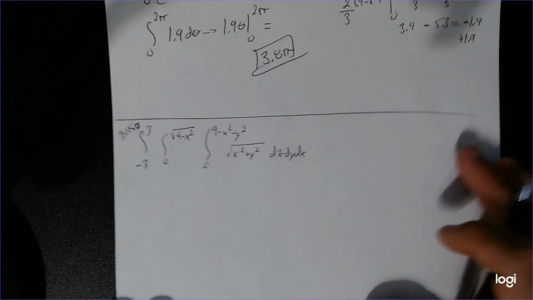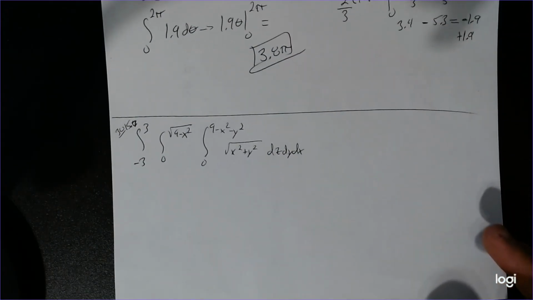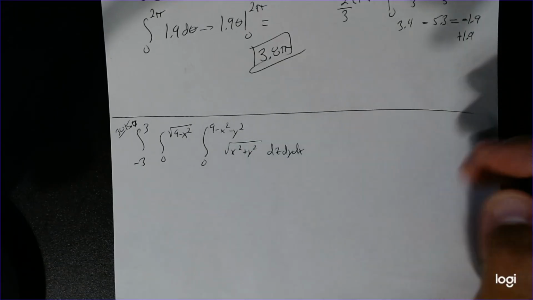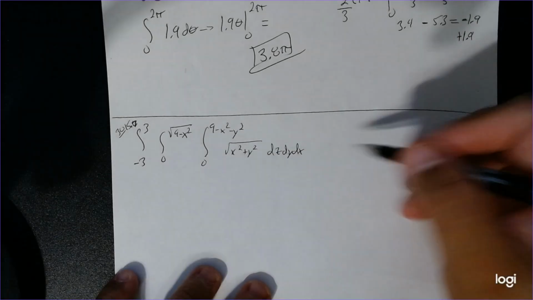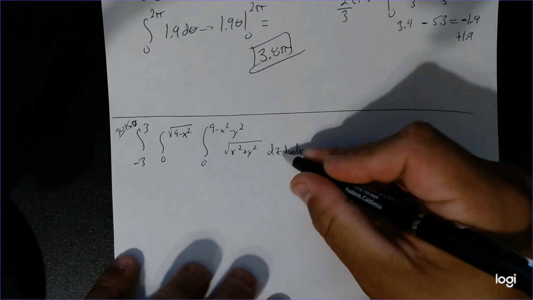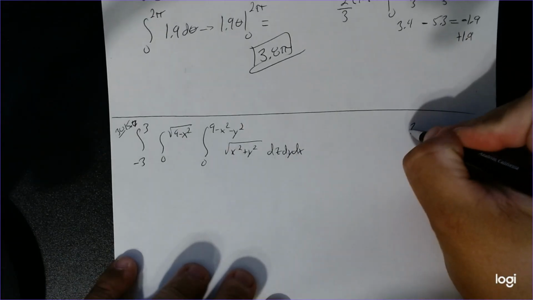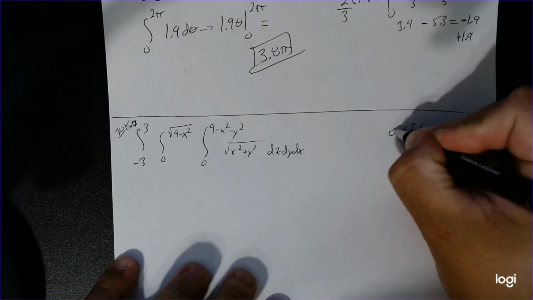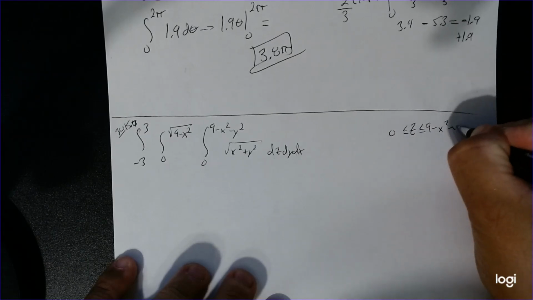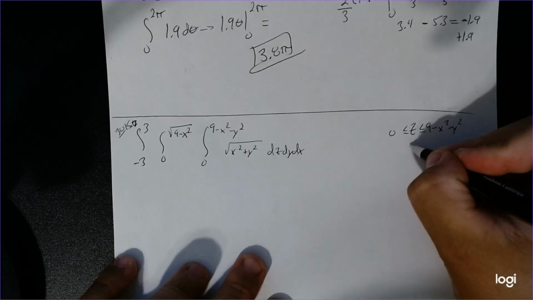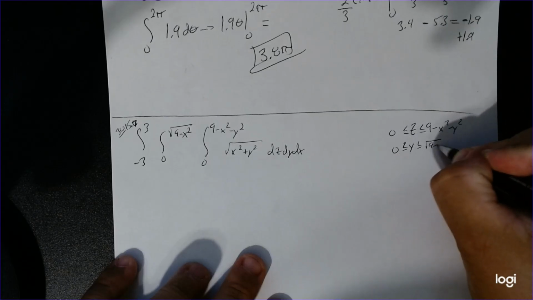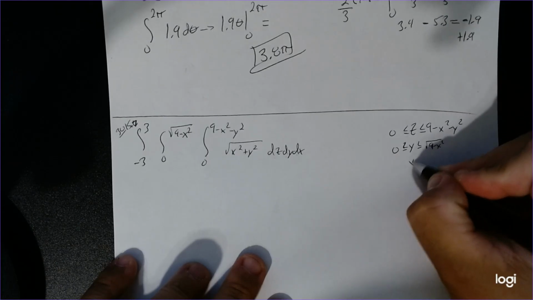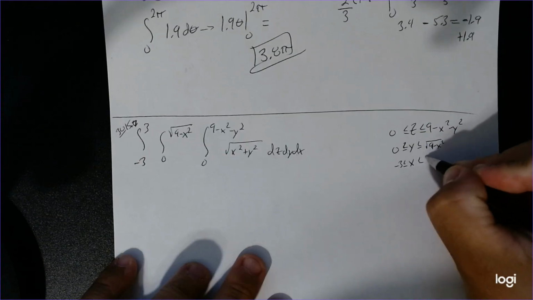So here's another one. This is number 30 on the same section, 15.7. All right, so this one is just, you want to evaluate the triple integral, which is messy, right? So this is what we did in class. So z is first. This goes from 0 to 9 minus x squared minus y squared. Then y goes from 0 to square root of 9 minus x squared. And then finally x goes from negative 3 to 3.